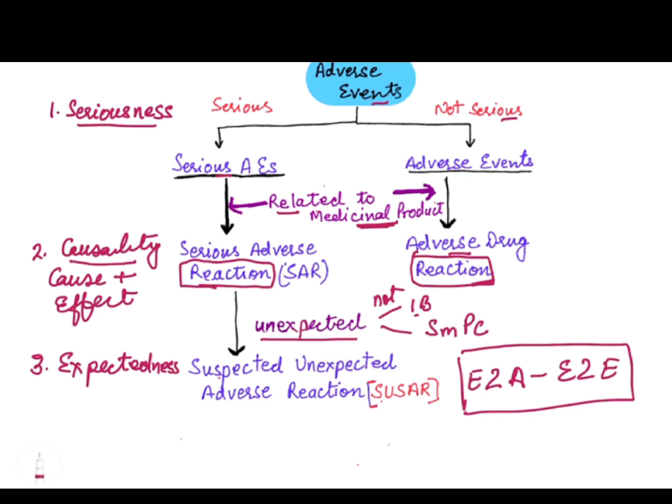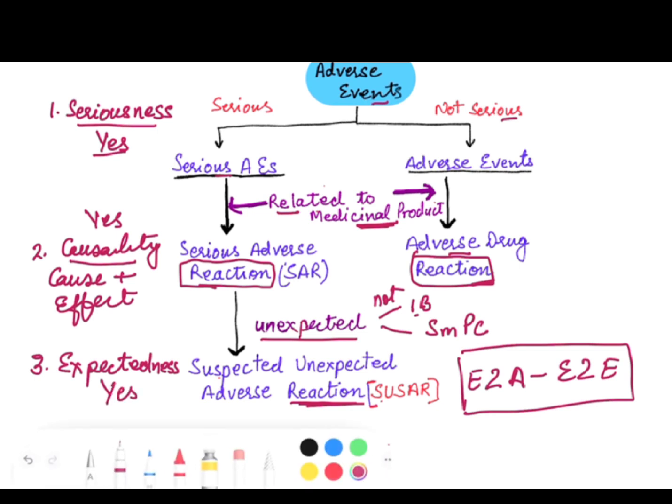So now for SUSAR, that is, suspected unexpected adverse reaction, the important word is reaction. There are three criteria to be yes: seriousness is yes, causality, the causal relationship, is marked as yes, related. Third, expectedness is yes. So when all these turn to yes, so three yeses, then it is known as a suspected unexpected adverse reaction.